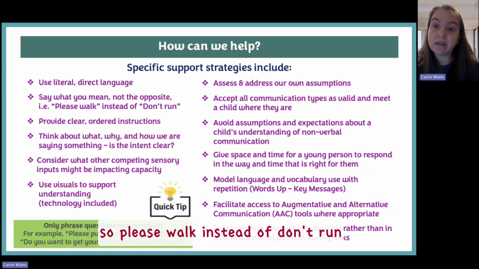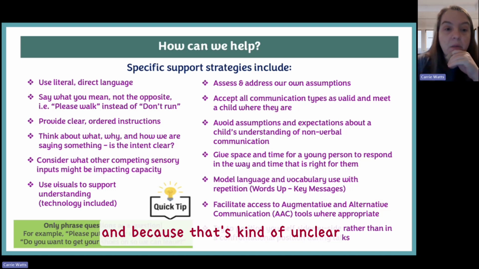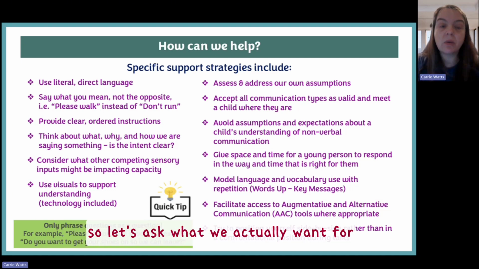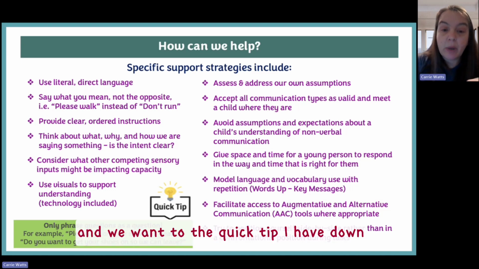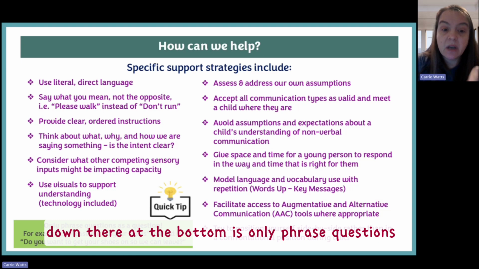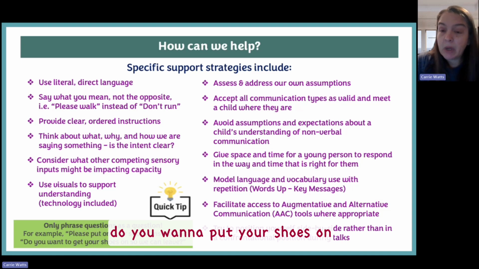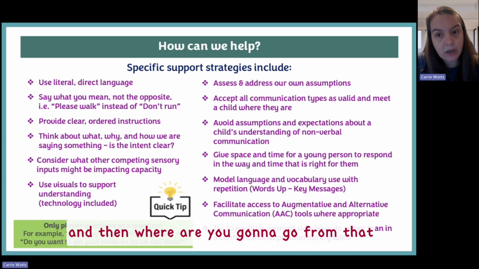So please say walk instead of don't run, because that's kind of unclear. There are a lot of other things you could do than run. So let's ask for what we actually want. The quick tip I have down there at the bottom is only phrase questions as questions. Because if you say, do you want to put your shoes on? Well, they might say no. And then where are you going to go from that?